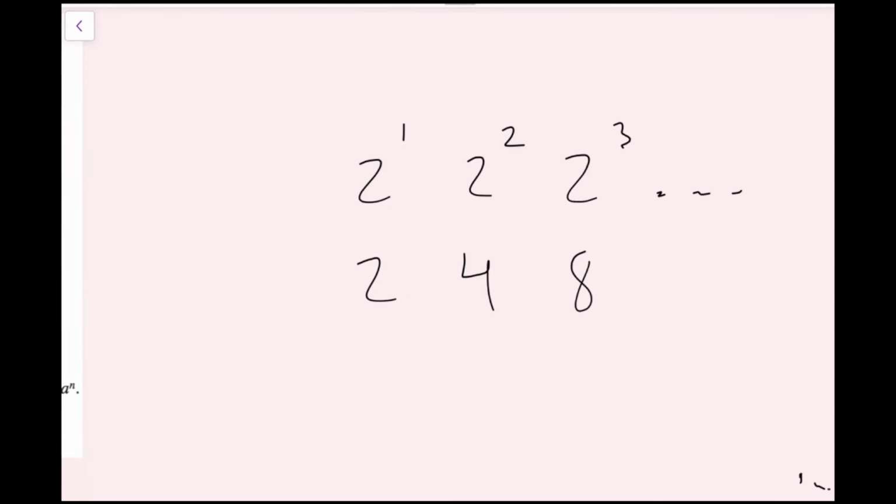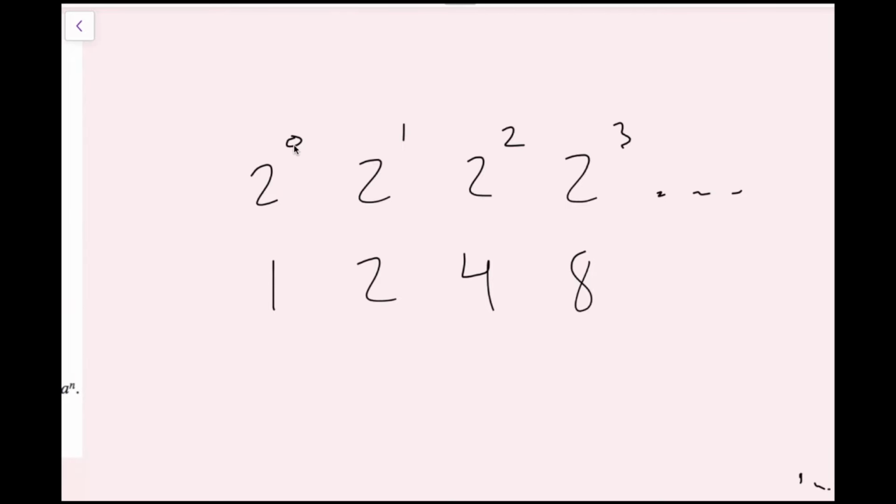Well, if you see this pattern, each time I increase the exponent, I'm multiplying my product by 2. But if I go the other way, each time I go to the left, I'm dividing the previous one by 2. So by that logic, if I go to the next one after 2 to the first power, that's going to be 2 to the power of 0. If I keep going through this pattern, 8 to 4 to 2, I keep dividing by 2, this has to be 1 here. So 2 to the power of 0 is going to be 1.